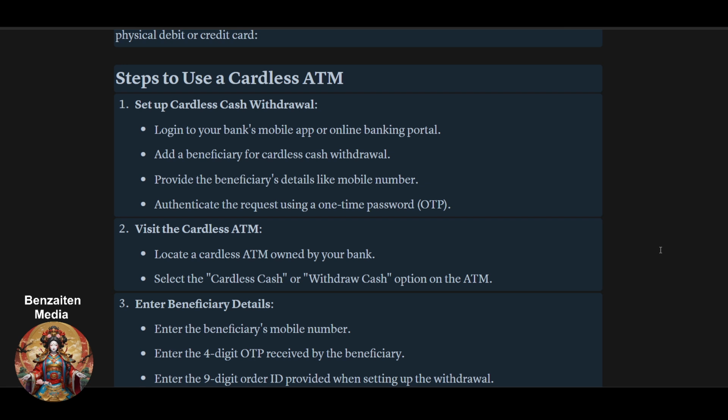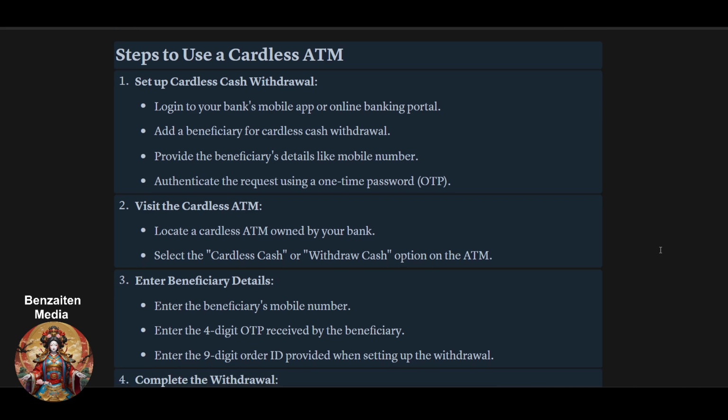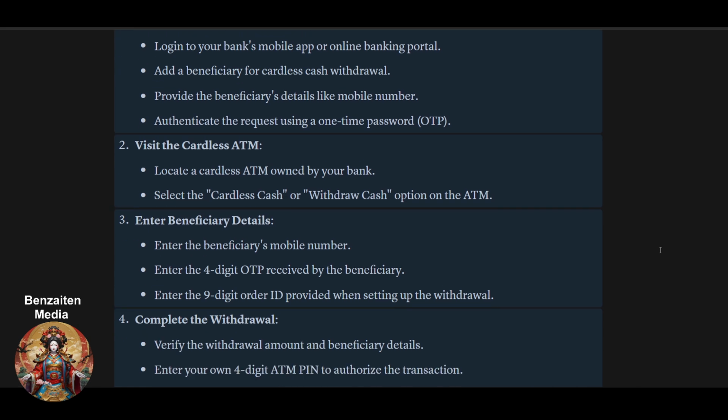First of all, you have to set up a cardless cash withdrawal. This is only possible in some of the banking applications. So this is very important: whichever bank you're using, its mobile application should be installed on your phone. Now add a beneficiary for cardless cash withdrawal, provide the beneficiary's details like number, and you can just use it after that.